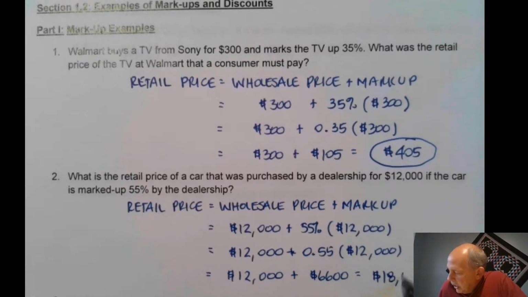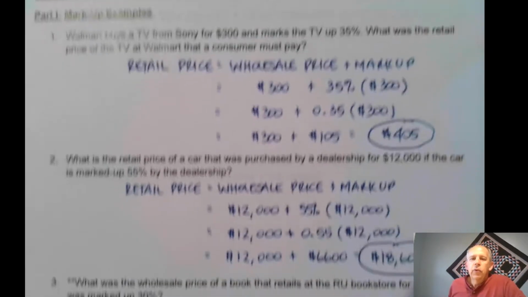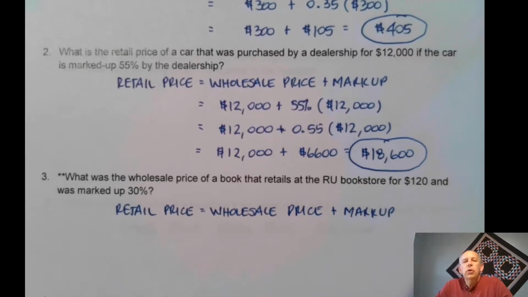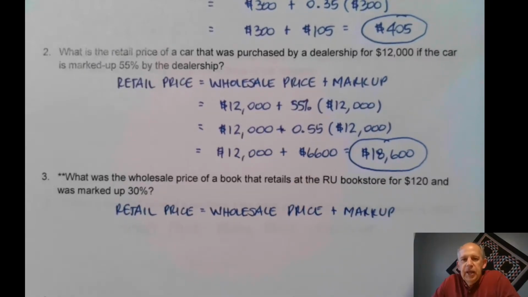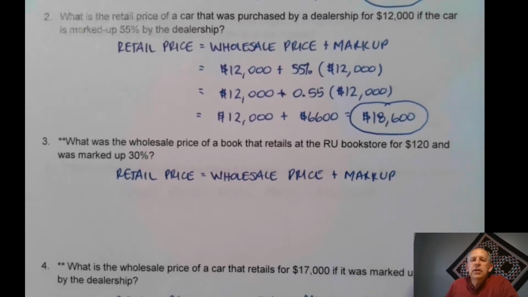You would pay $18,600 for the car. So originally the car cost $12,000 for the dealer. They marked it up $6,600 and you pay $18,600 for it. Now, number 3 is a little trickier. We're going to have to work this one backwards.